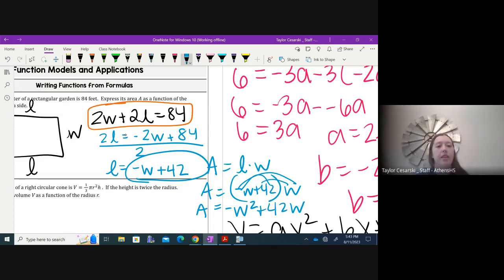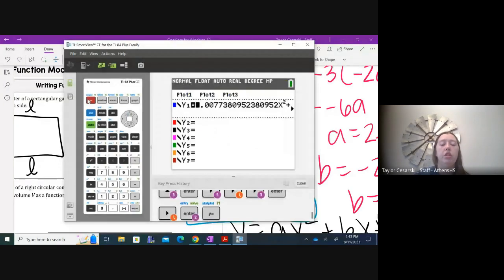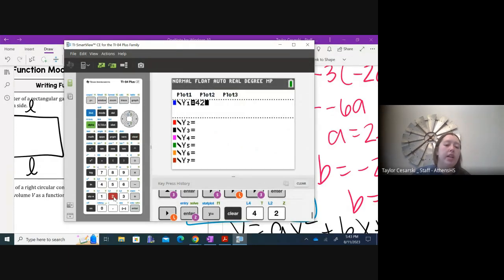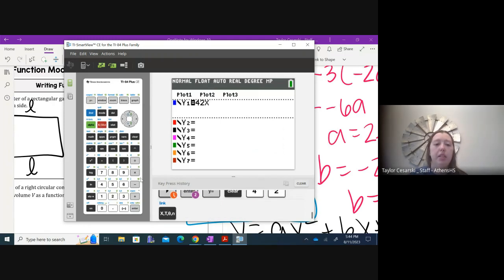The width that maximizes the area. If you were asked for something like that, what you would need to do is go into your y equals. Let me clear that out. And you can't type W into here. I mean, you could, but I would just use X just to make your life a little bit easier. And I'm going to graph this.